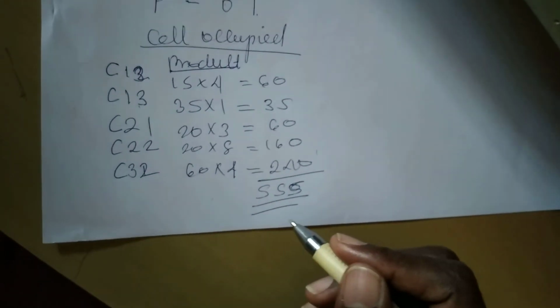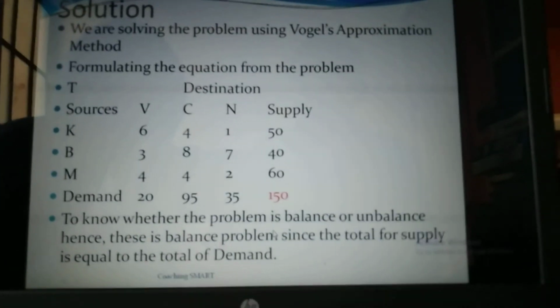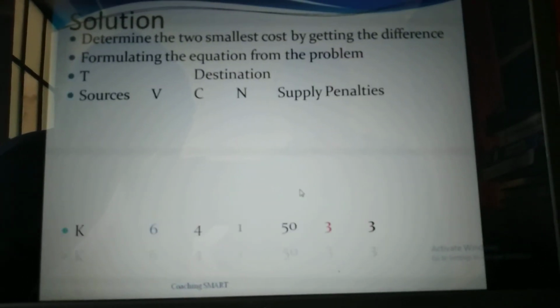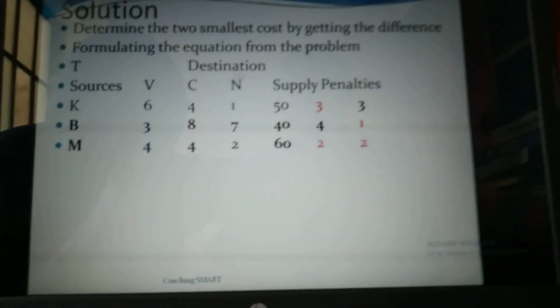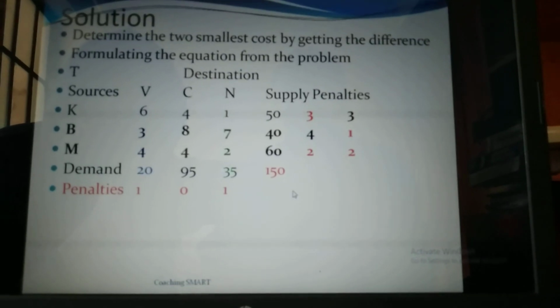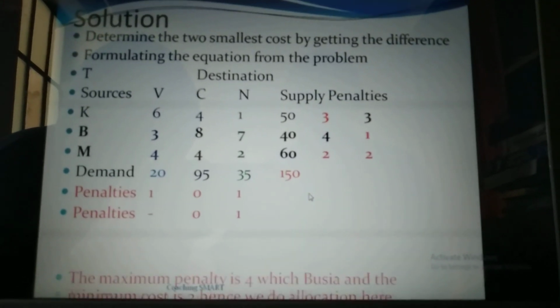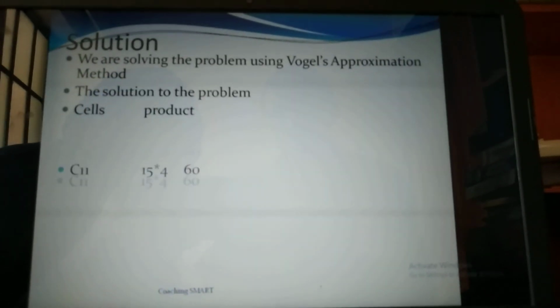Now, this is our minimum cost of transporting goods from source to the destination. Now, this one, we can clarify this. So to know whether the problem is balanced, we've done that. Now, this is the solution. So in our solution, you realize that these are penalties. We got the penalties. 1, 2. So the maximum penalty is 4, which is here. We are done with that. So we have the solution here.